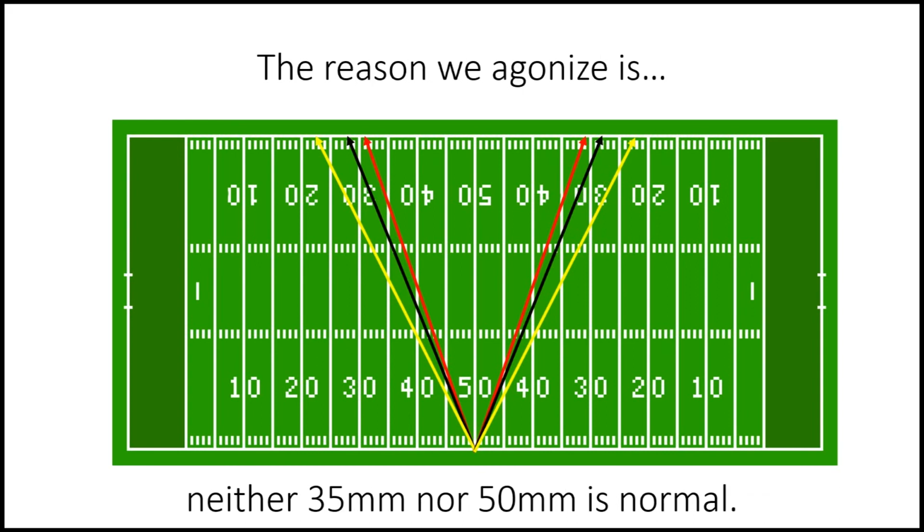So the reason we agonize over these lens choices, the reason we agonize over 35 versus 50, is that neither one is actually a normal field of view. The normal field of view is almost in the middle of the two, right? So we could err wide, or we could err telephoto. And that's why we have such a tremendous hard time choosing between 35 and 50.